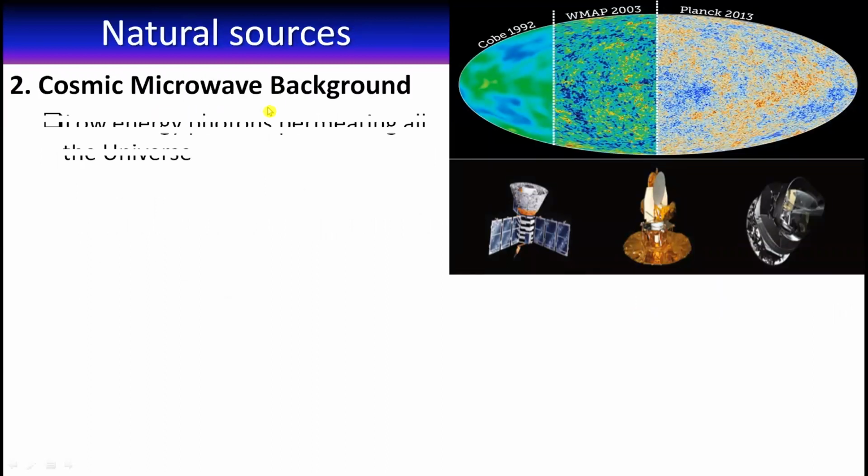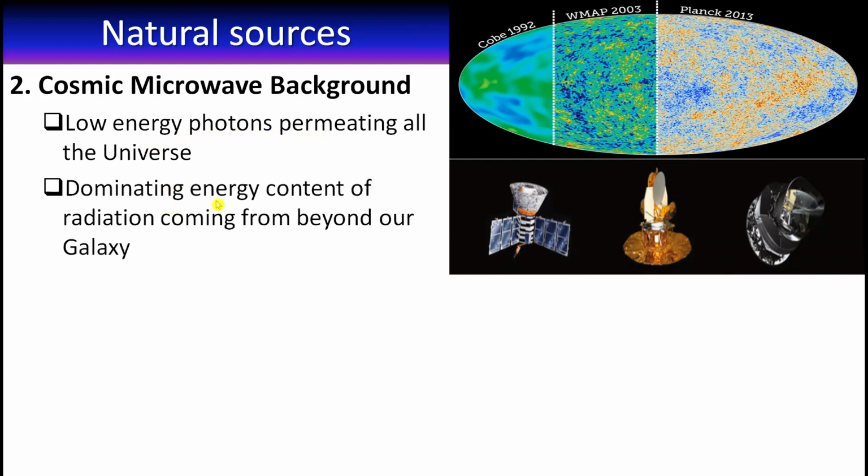Cosmic microwave background, or CMB, refers to the low energy photons permeating all the universe and the dominating energy content of radiation coming from beyond our galaxy. The significance of CMB is that they are interpreted today as the remnants of the Big Bang. The early universe was made up of plasma of protons and electrons with thermal electromagnetic radiation. As the universe expanded and cooled, electrons and protons formed neutral hydrogen atoms and radiation could no longer be absorbed. So, they traveled freely and reached the Earth today from all directions.